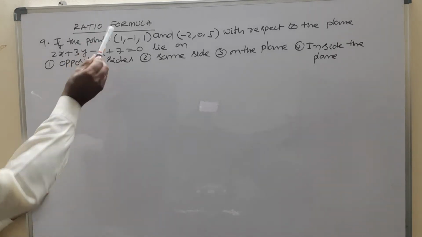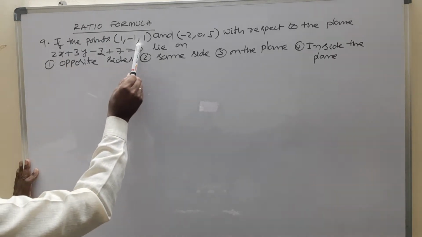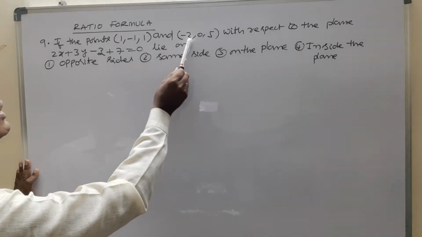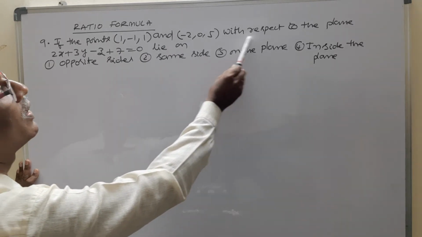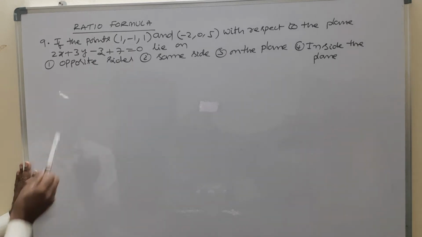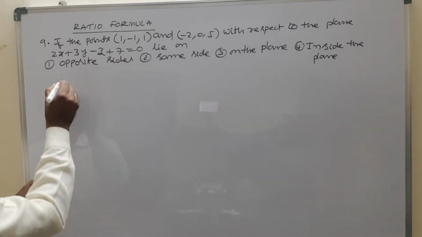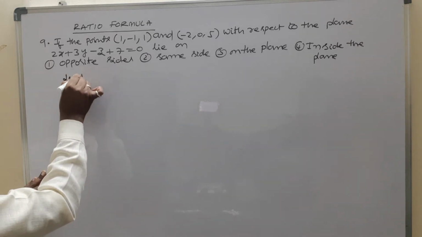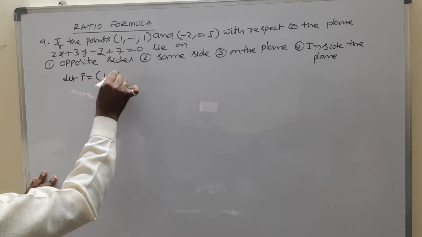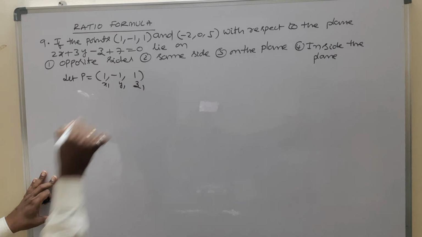Next, ratio formula model. Question number 9. If the points (1, -1, 1) and (-2, 0, 5) with respect to the plane 2x + 3y - z + 7 = 0 lie on... Here the four options are given. Let P = (1, -1, 1). These coordinates are x1, y1, z1.